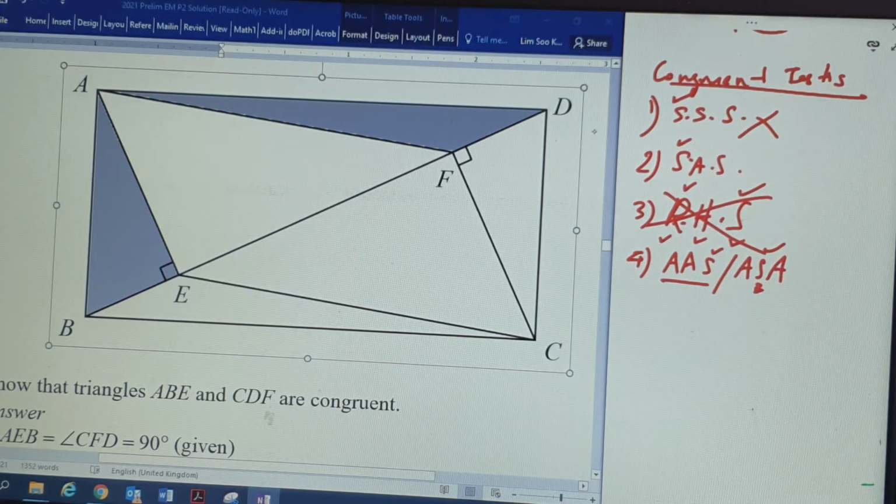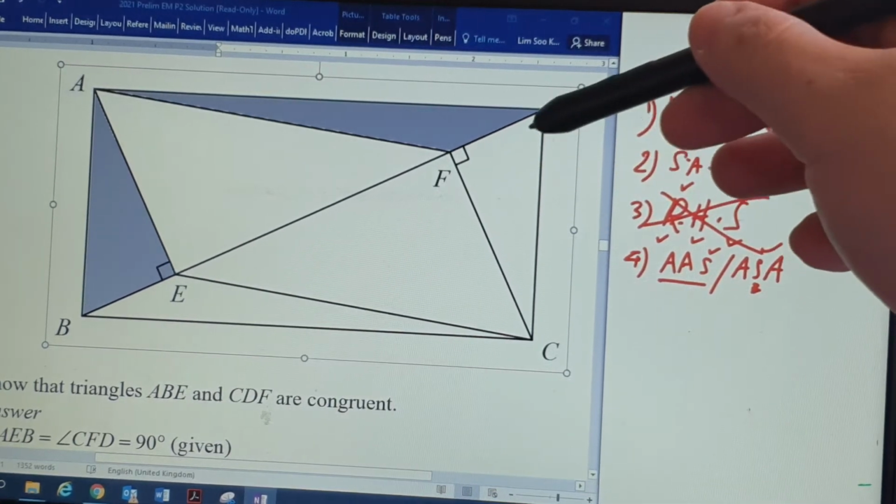I hope you can see my cursor. I've been talking all this while with my cursor. Don't know whether you can see though. Here. I'm talking about here.